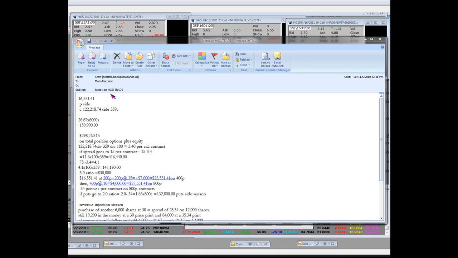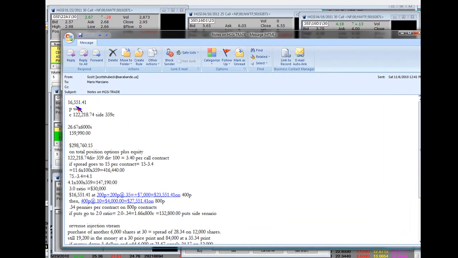Here we go, MMTs. The put side of the trade right now is $16,551 on 200 contracts. So the put side is 200. And this is part two, but we're going to be adding to that side of the trade.